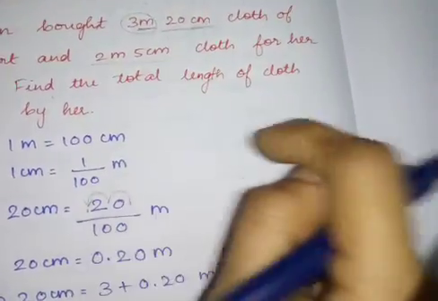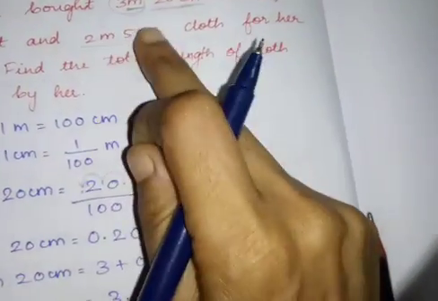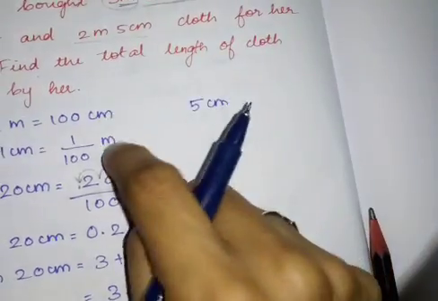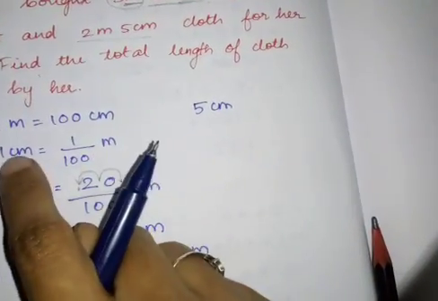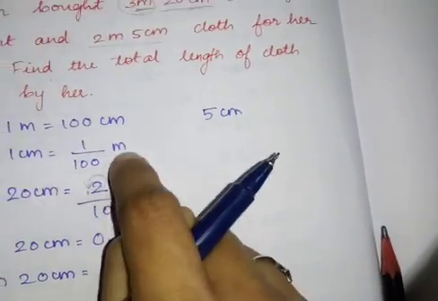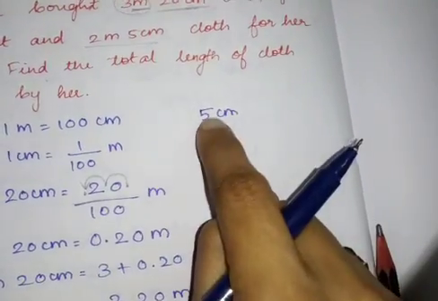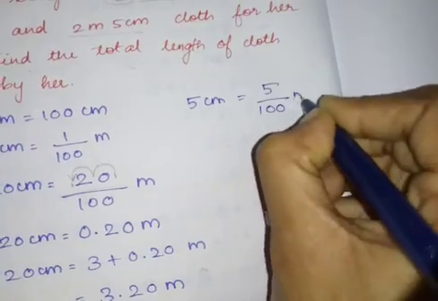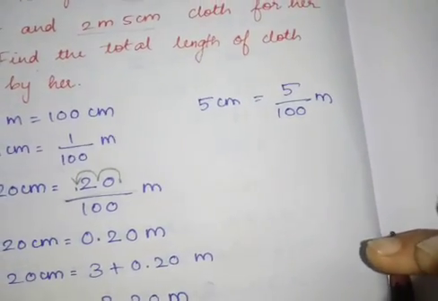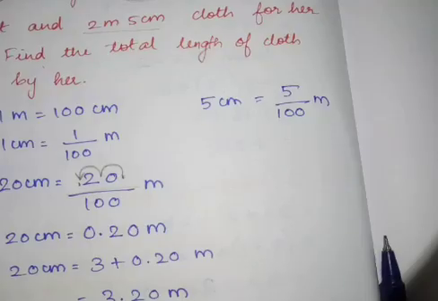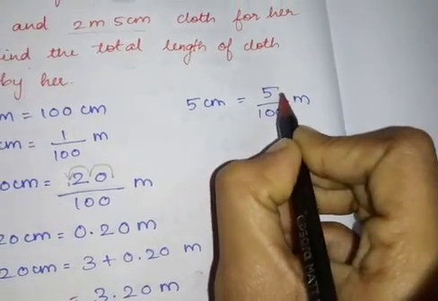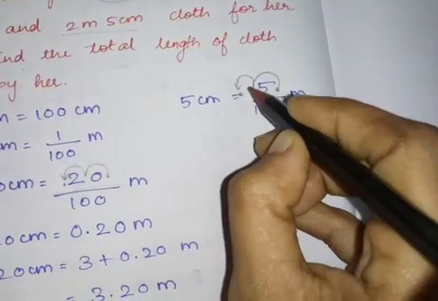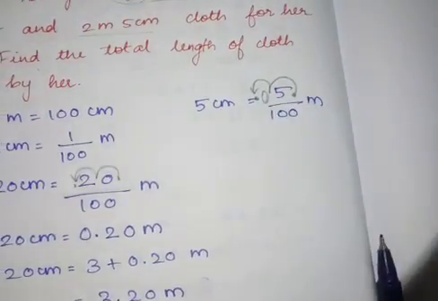Now we have to convert this in the same way. You are supposed to convert this 5 centimeter. This is the same rule. 1 meter is equal to 100 centimeter, so 1 centimeter is equal to 1 by 100 meter. Now 5 centimeter is nothing but 5 by 100 meter. How many digits should you shift, children? 2 digits. Your decimal point will be here, 1, 2. One extra digit is not there, so you will put 0 there.